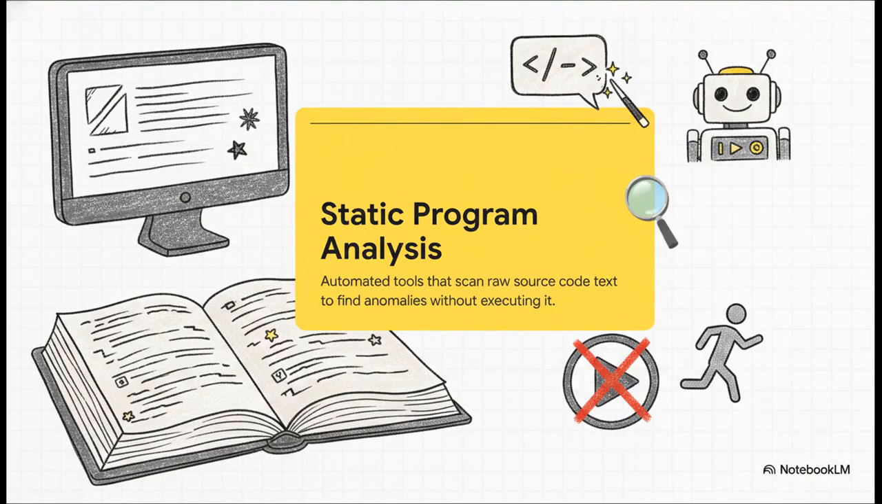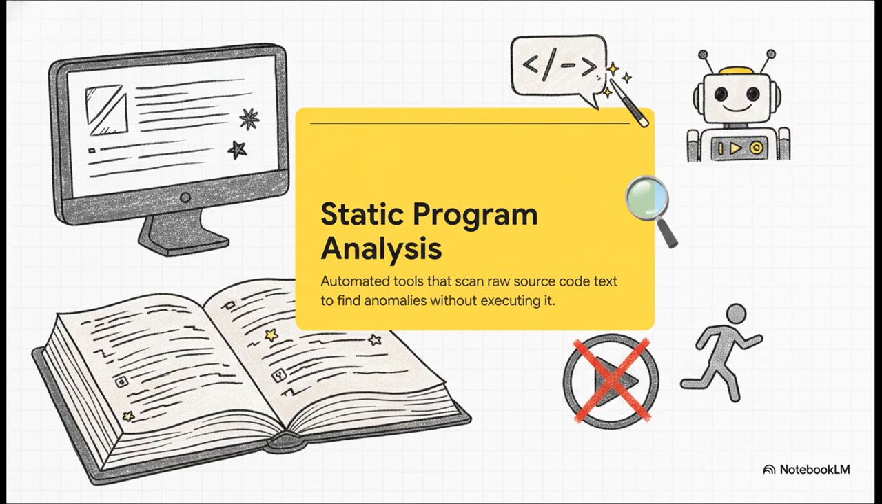So we've seen how expensive and heavy formal verification and model checking can be, so what is the everyday tool that engineers actually use? That brings us to our final technical process. Let's define it clearly. Static program analysis involves using automated software tools that scan the raw source code text without executing it to find anomalies.